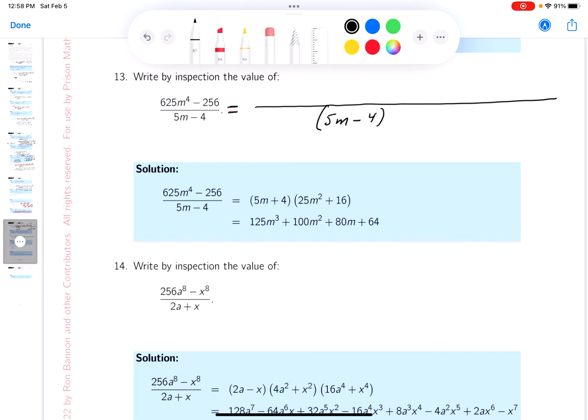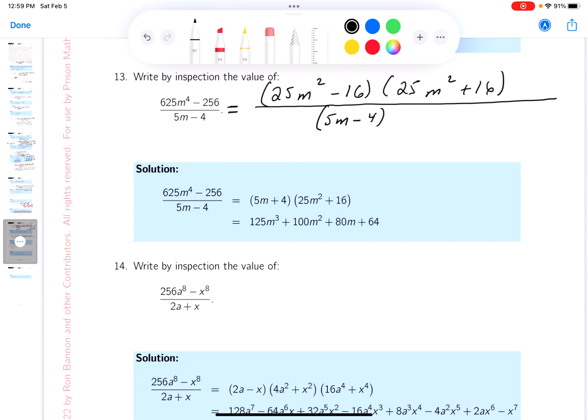But what I notice is the top is factorable, and I'll write it down for you. It's going to be 25m squared minus 16 times 25m squared plus 16. Now, someone says, what are you seeing there? The difference of perfect squares. 25 times 25 is 625, m squared times m squared is m to the fourth, the two middle terms would disappear, and 16 times 16 is 256.